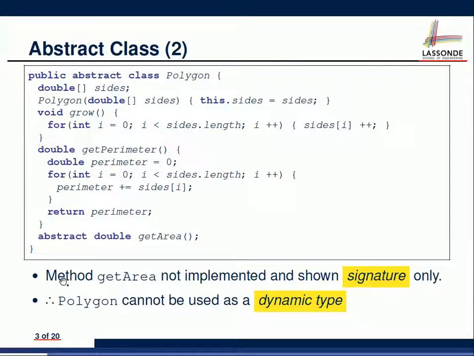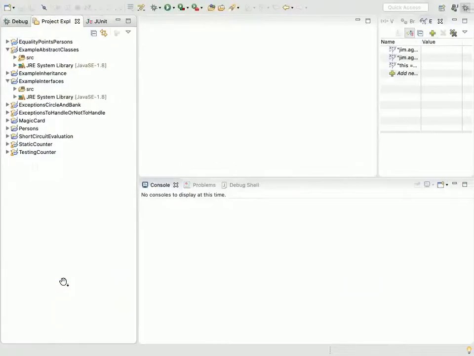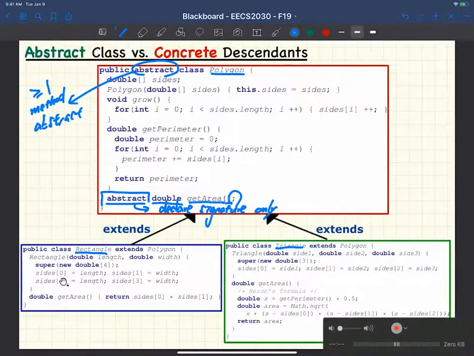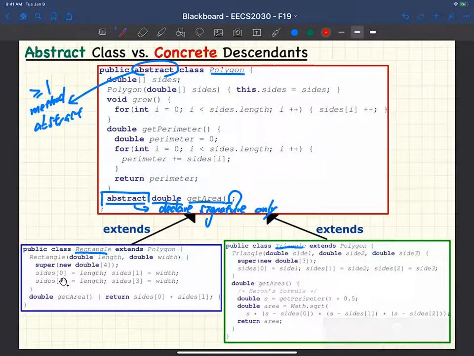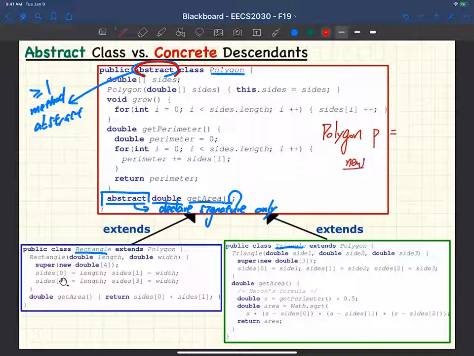So now, Polygon cannot be used as a dynamic type. Let me illustrate this. What do I mean? Given this particular setup so far, I'll show you on the Eclipse as well. Again, notice that this particular class, Polygon, is abstract. If I try the following line in my tester, if I say Polygon P is assigned to new Polygon, the question would be, would it compile?